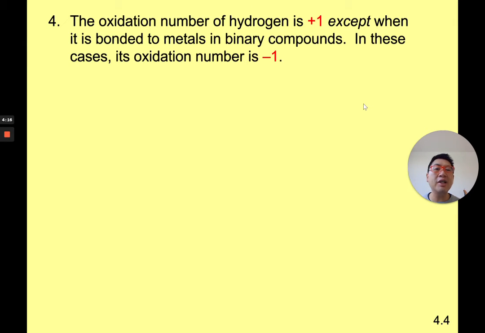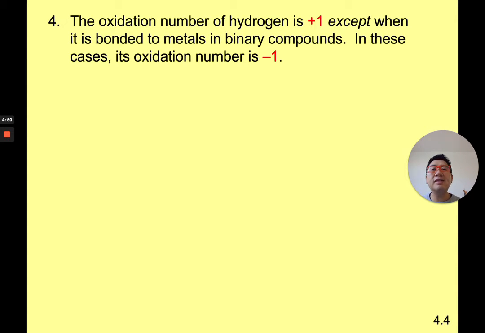If you have hydrogen and a metal only, for instance, you have magnesium, MgH2. Magnesium is a metal, hydrogen is a nonmetal. If you have a metal and hydrogen only, in that case, hydrogen is -1. Whatever the metal is, if it's a metal and hydrogen only.